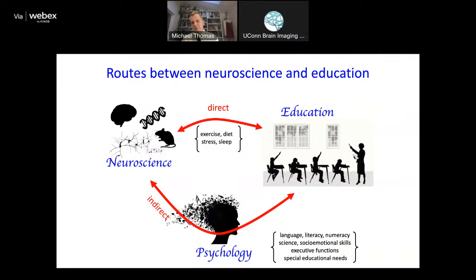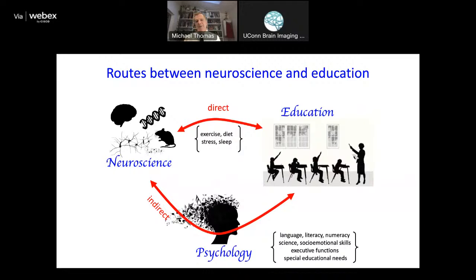What is the pathway between education research and neuroscience? Some people would argue that the link is always indirect, that neuroscience is telling you how to improve your psychological theories, how to have better theories of how executive function works, or literacy development, or the role of emotions on attention, or special causes of learning deficits in special educational needs, and so forth.